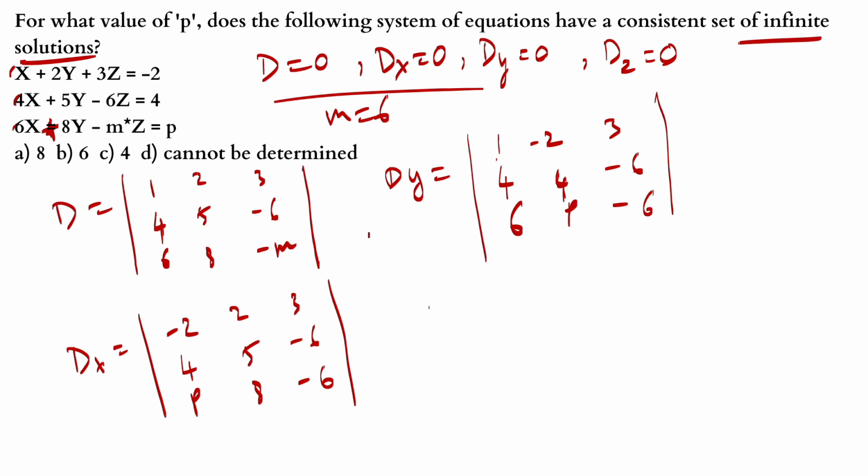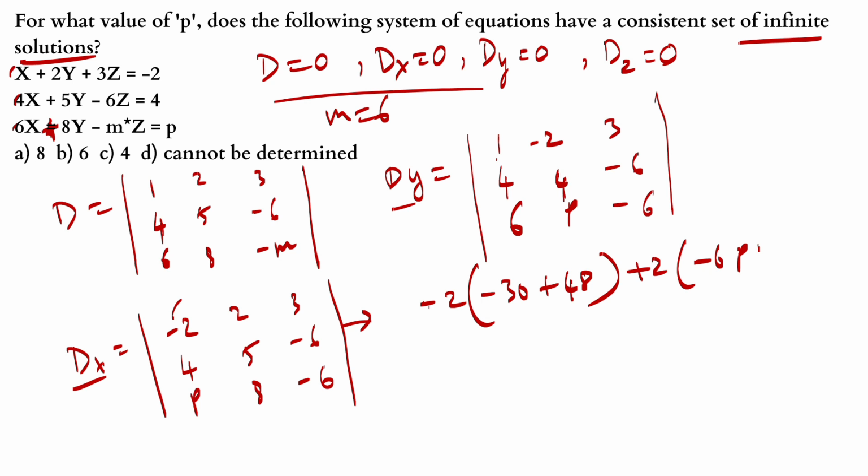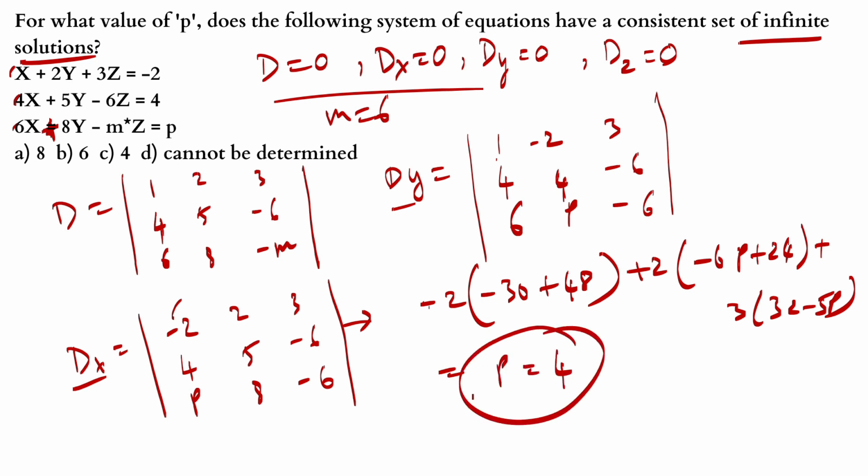So we are left with det of x, det of y. So how to calculate det of x? The same method, right? Minus 2, consider this to minus 30 plus 48, because 5 into 6 is 30 and 6 into 8 is 48, plus 2 into minus 6p plus 24 plus 3 into 32 minus 5p. If we calculate this, we will get p as 4, right? So p is equal to 4, m is equal to 6. If p is equal to 4, then we can substitute this one with 4.